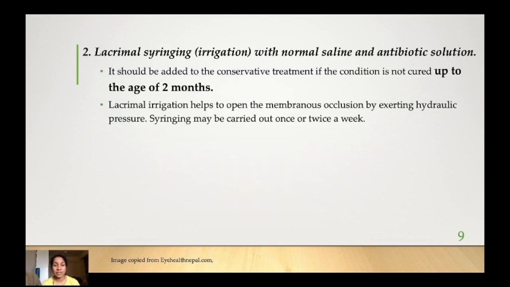Next is lacrimal syringing. Already we discussed this in watering eyes. So lacrimal syringing or irrigation with normal saline and antibiotic solution. So this one we have to do up to the age of 2 months. If the condition is not cured up to the age of 2 months, at that time we can go for lacrimal syringing.